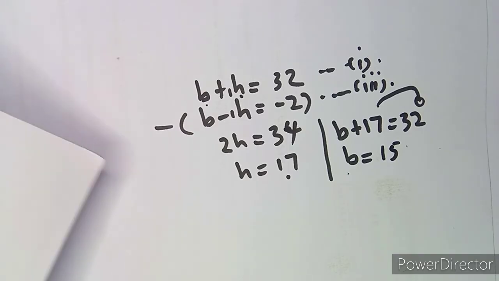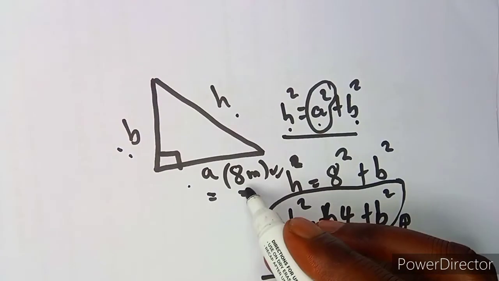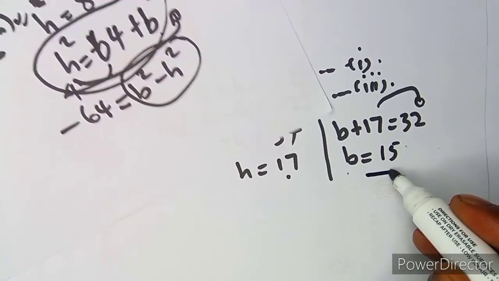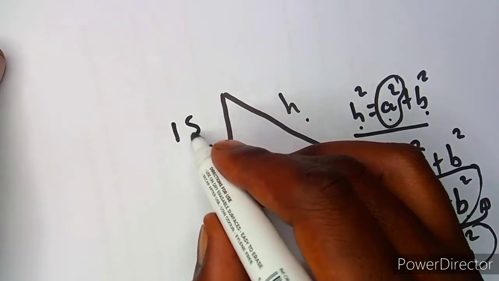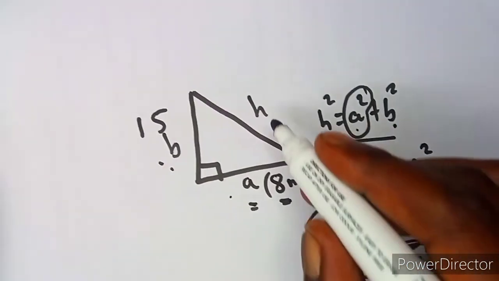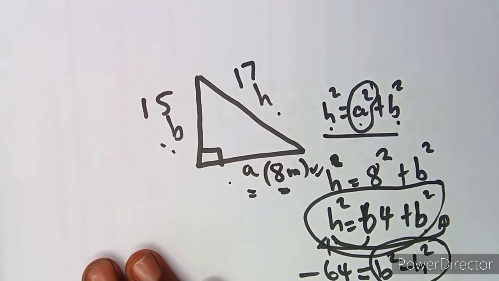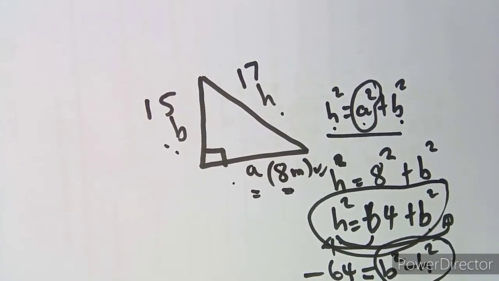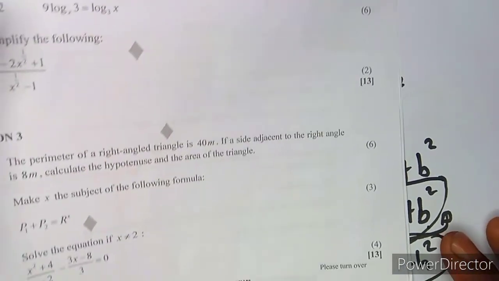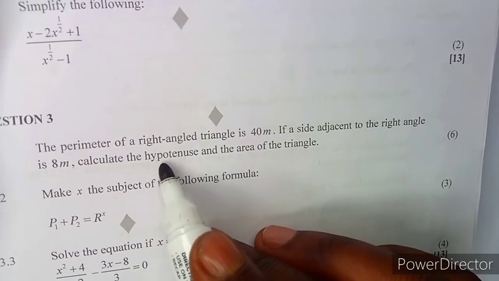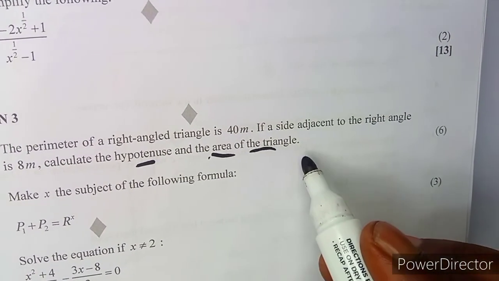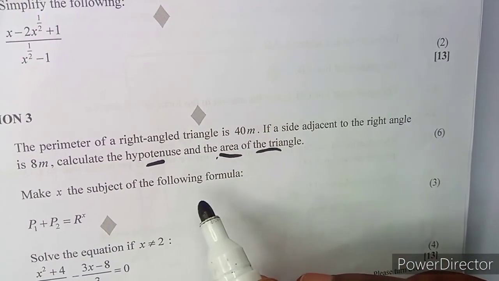Let's replace these values. Already we said a is 8, b is 15, and h is 17. It must make sense if we have something like this. So let's have the question again and see what we are asked to find here. The question is asking us to calculate the hypotenuse and the area of the triangle. The hypotenuse and the area.